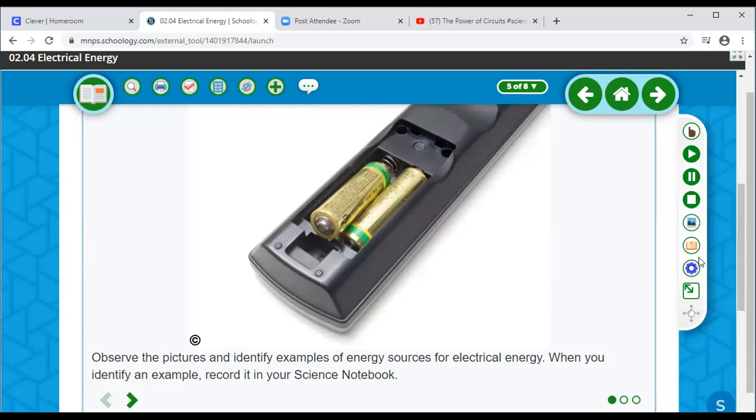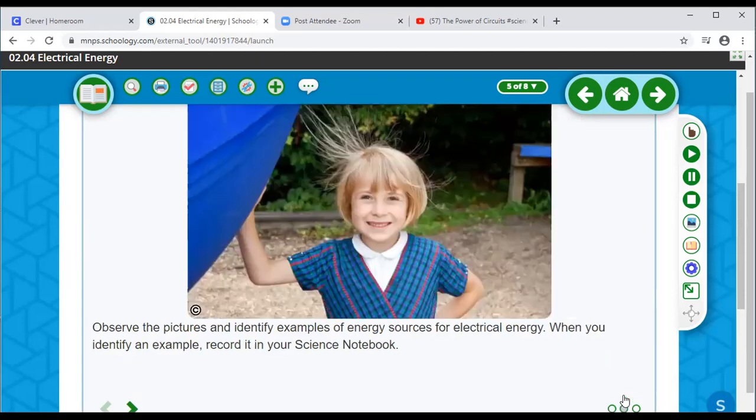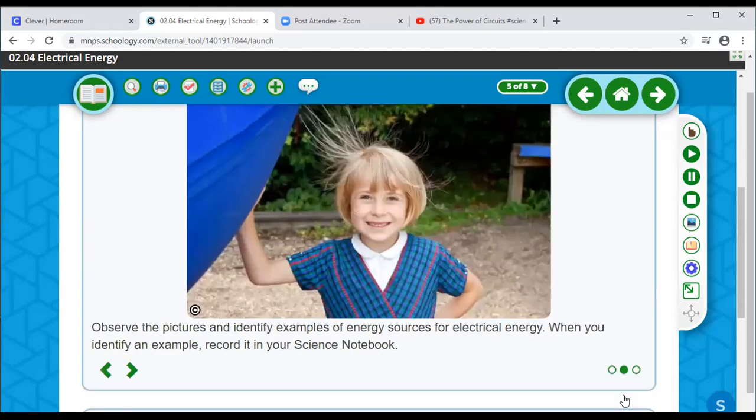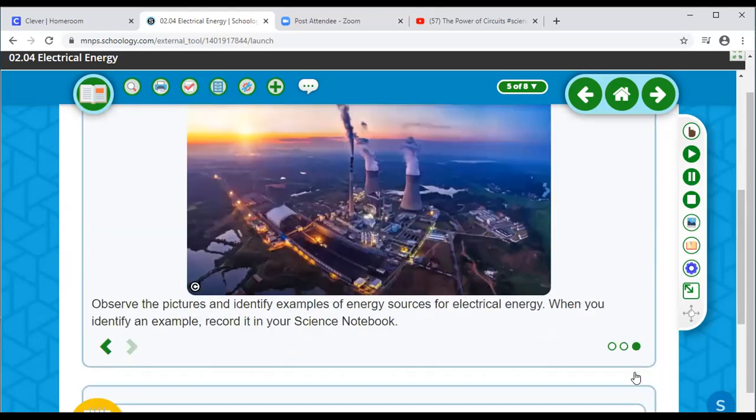We don't have an actual science notebook, but you can record it in your notebook or on a sheet of paper. So we have a battery, that would be an example. Static electricity, that is an example. And the power plant, that is another example.